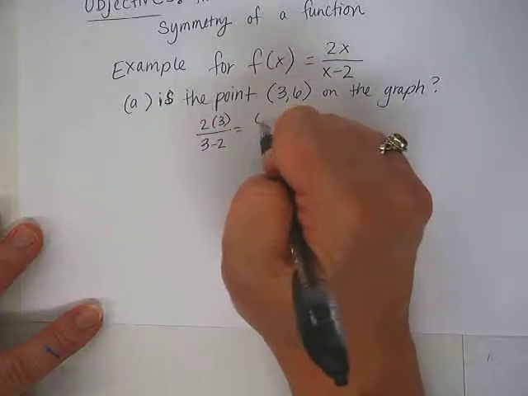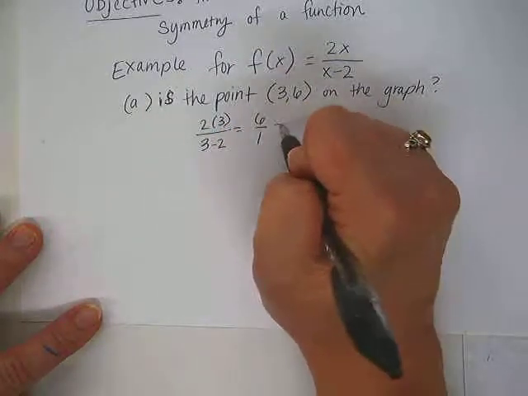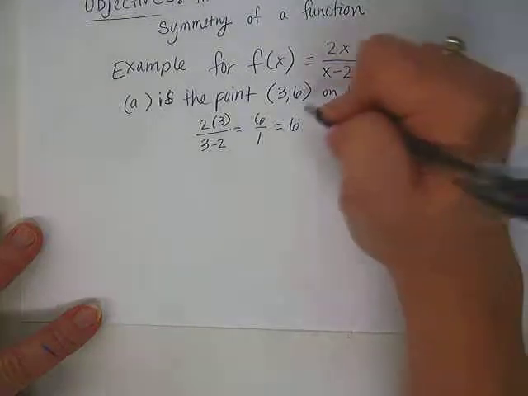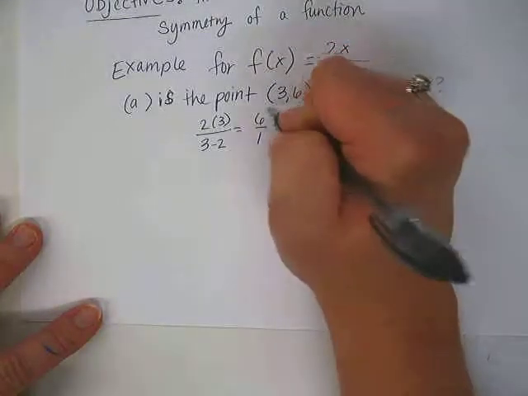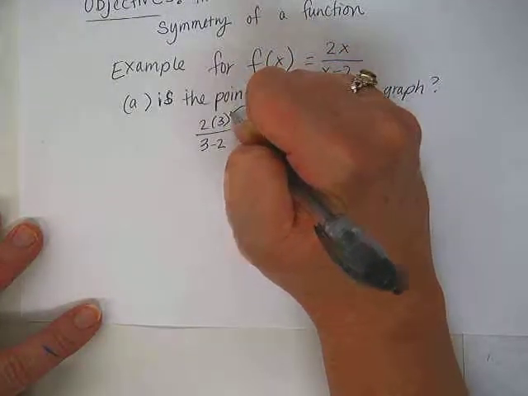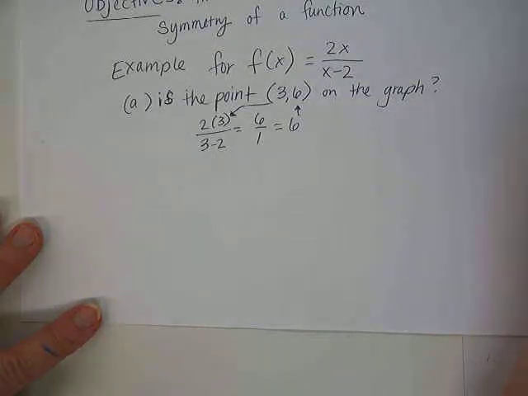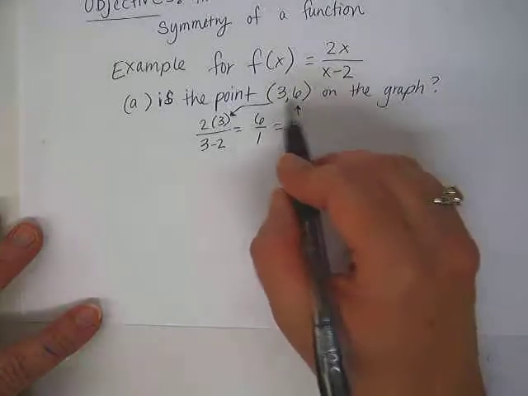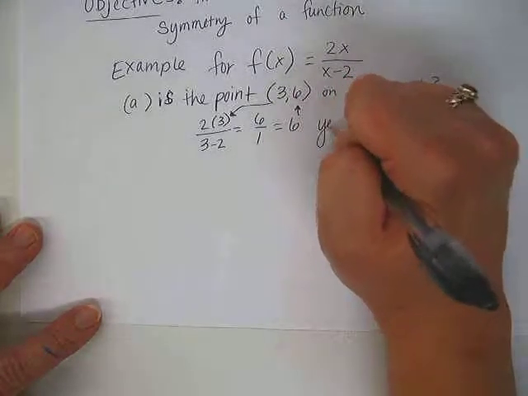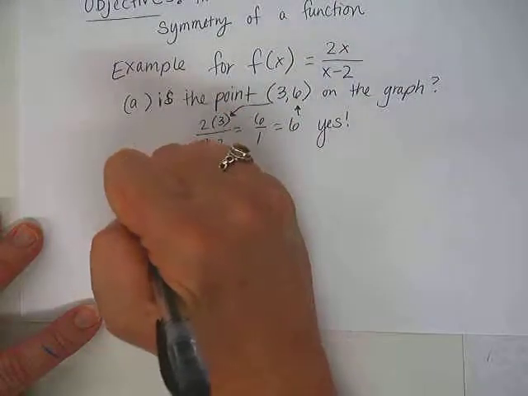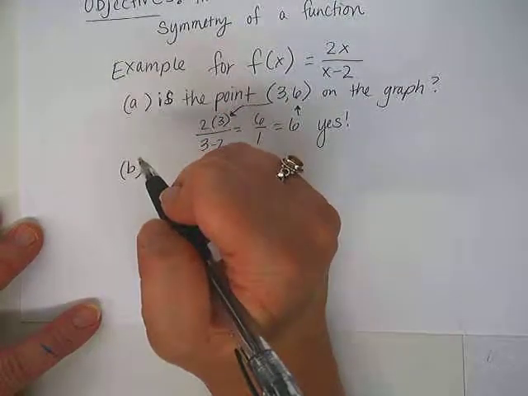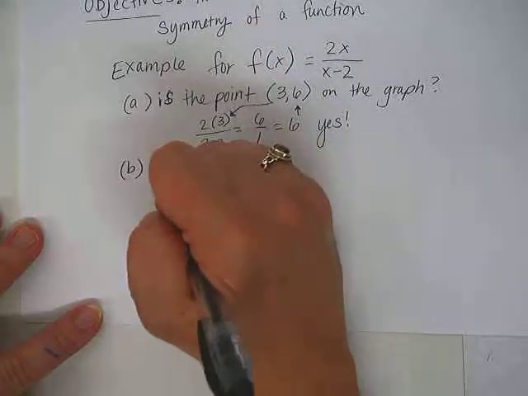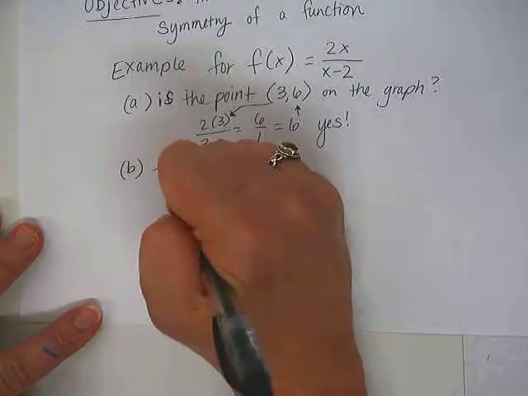Okay, so we go 2 times 3 over 3 minus 2, which is 6 over 1, and that equals 6. Guess what? We plugged the 3 in, and what did we get out? 6. So is that point on the graph? Yes, it is.